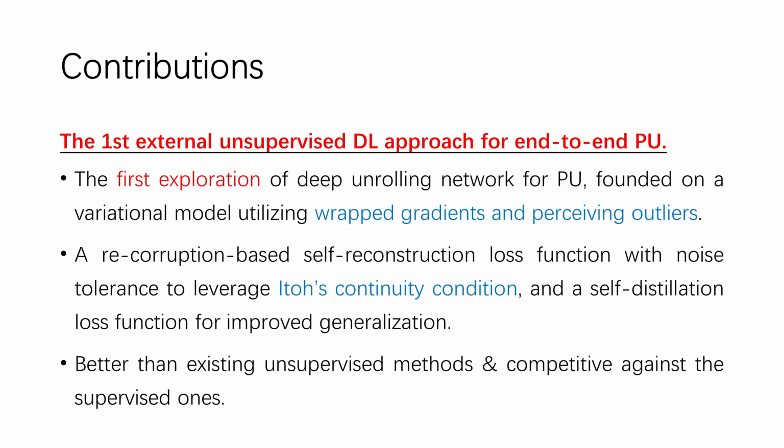Our contributions are summarized as proposing the first external unsupervised DL approach for end-to-end PU. We are also the first to explore a deep unrolling network for PU, founded on a variational model utilizing wrapped gradients and perceiving outliers. Besides, we developed a recorruption-based self-reconstruction loss leveraging Ito's continuity condition and a self-distillation loss for improved generalization. Our method outperforms existing unsupervised methods and competes well against the supervised ones.